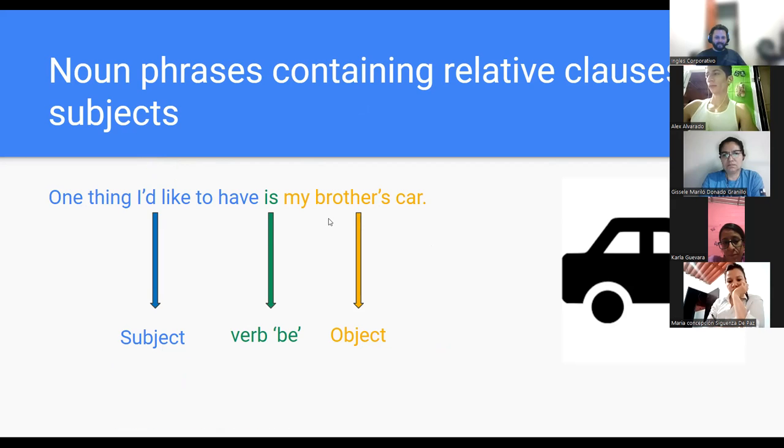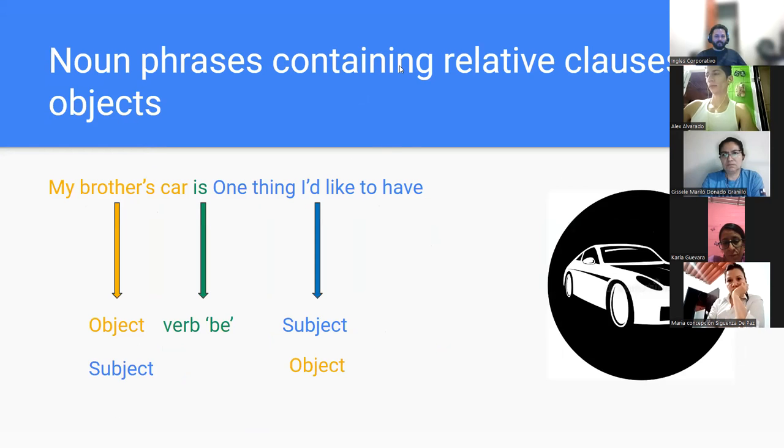Excellent, guys, okay, excellent. All right, and then, guys, we have the other phase of the problem, which is noun phrases, okay, containing relative clauses as objects, okay? So how can we determine if something is an object, okay? So basically, guys, an object, right, is the same as a subject. The only difference, guys, is that the subject is the one performing the action and the object is the one receiving the action. Got it?